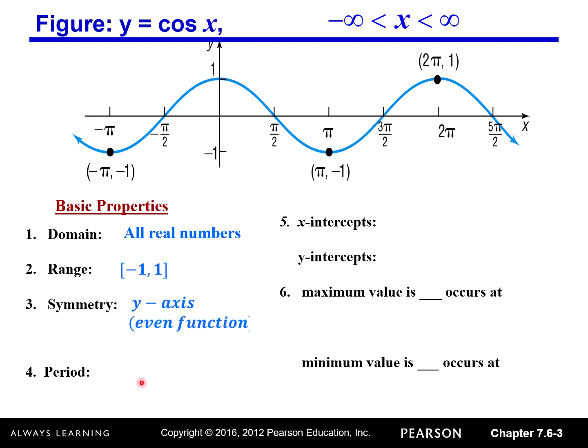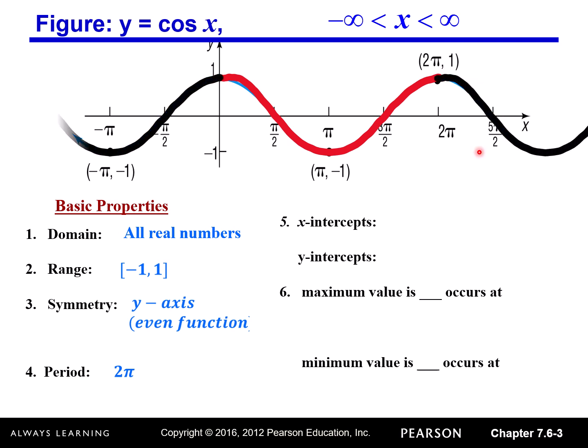And to identify the length of one complete cycle, we can identify that as 2 pi. So the length of one complete cycle of cosine is 2 pi. And after 2 pi, it repeats the same curve from 2 pi to 4 pi and so on. And also, it will repeat on the left side. And then for the x-intercepts, we have -pi over 2, pi over 2, 3 pi over 2, 5 pi over 2, and so on.